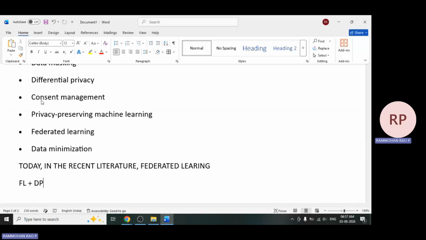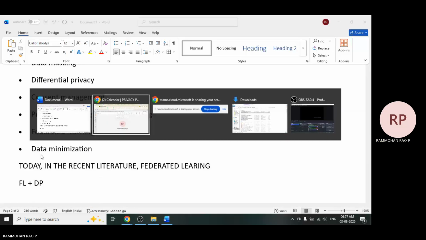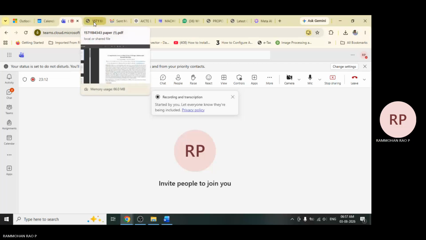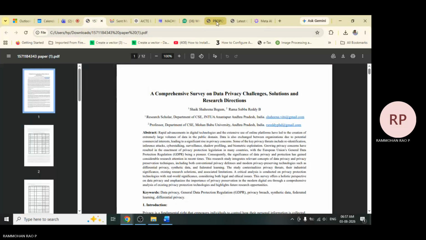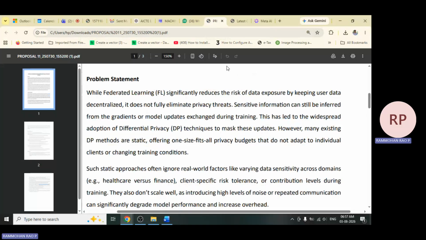However, we have noticed there are certain limitations in the federated learning and differential privacy combination. So those limitations, let us try to observe. While federated learning reduces the risk of data exposure by keeping data decentralized, it does not fully eliminate the privacy threats. Adoption of differential privacy has been noticed in the recent literature, but existing DP methods are static, offering a one size fits all privacy budget that does not adapt to individual clients.